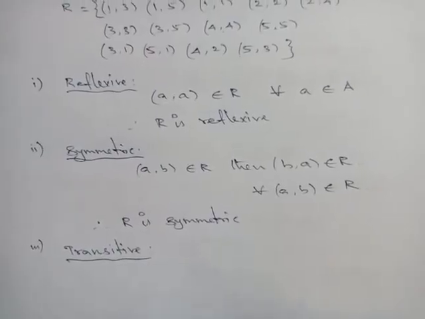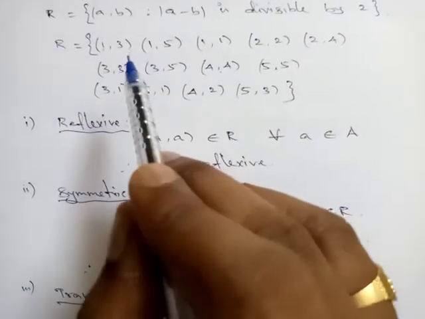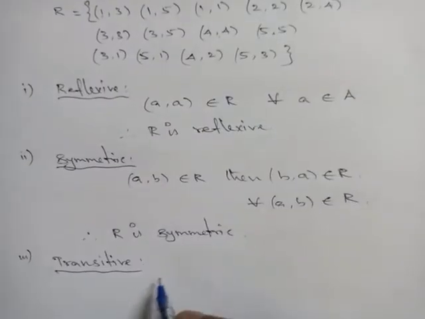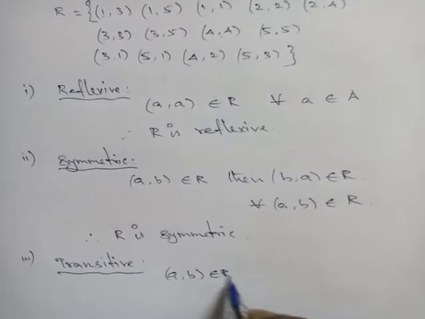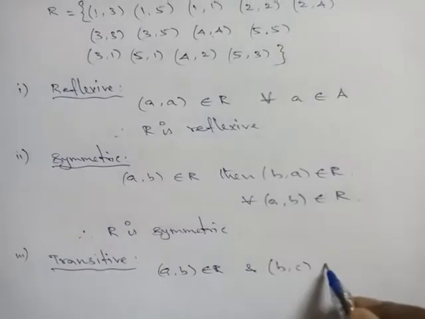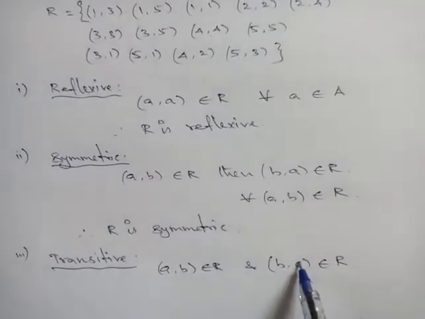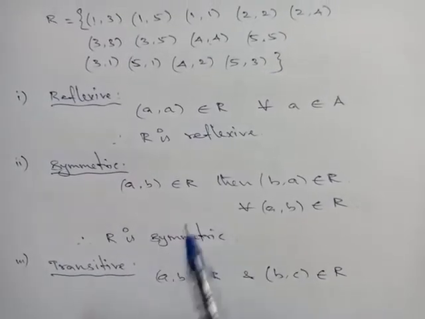Next, transitive. How to find the transitive relation? See here, A comma B belongs to R and B comma C belongs to R, then A comma C must belong to R, then only we can say this is transitive. So check it.